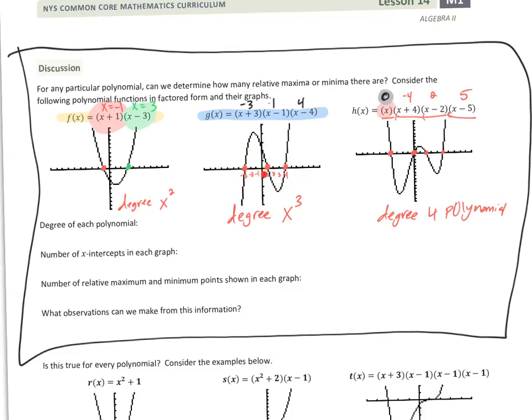So even though it might not be happening there, there will always be at least one x-intercept for a cubic function. See what you can think about, maybe pause the video and consider this, because it's an interesting question. We're going to move on real quick though.